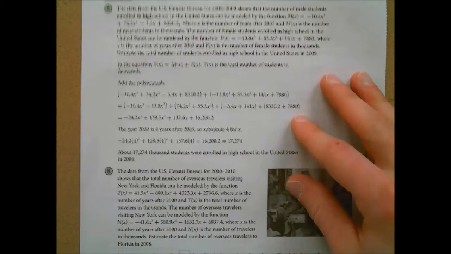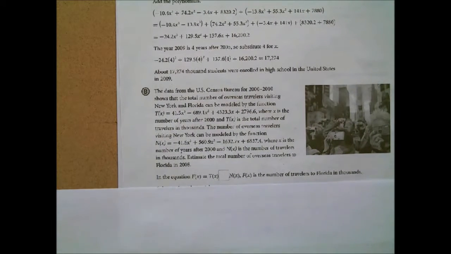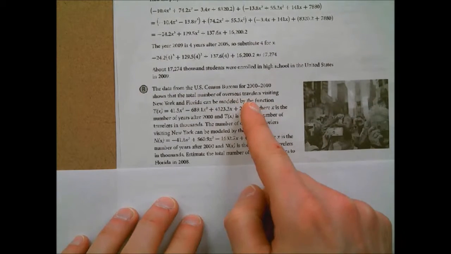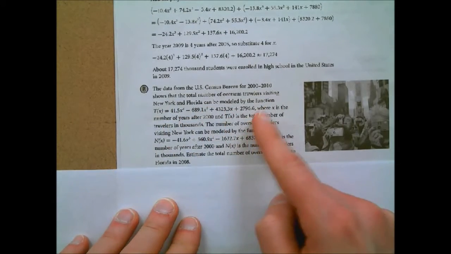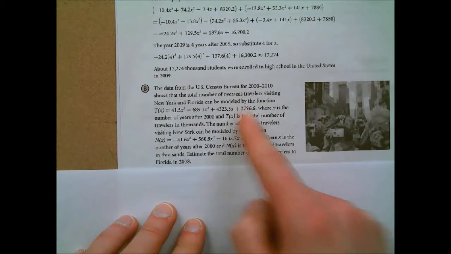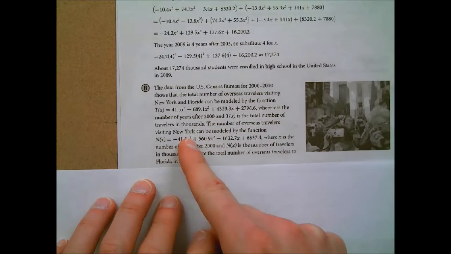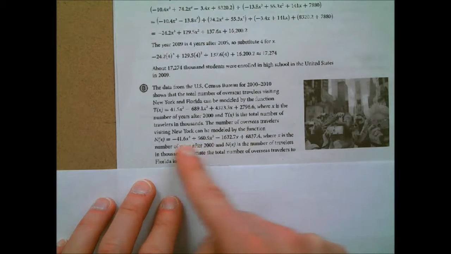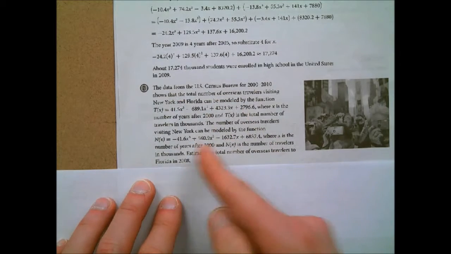Let's look at letter B here real quick. The data from the U.S. Census Bureau for 2000 to 2010 shows the total number of overseas travelers visiting New York and Florida can be modeled by the function t of x equals this, where x is the number of years after 2000. This is the total number of overseas travelers that visit both New York and Florida together, in thousands. The number of overseas travelers that visit New York can be modeled by this function. So this is the total number of people from overseas that visit New York and Florida, and this is the total number of people that visit New York.